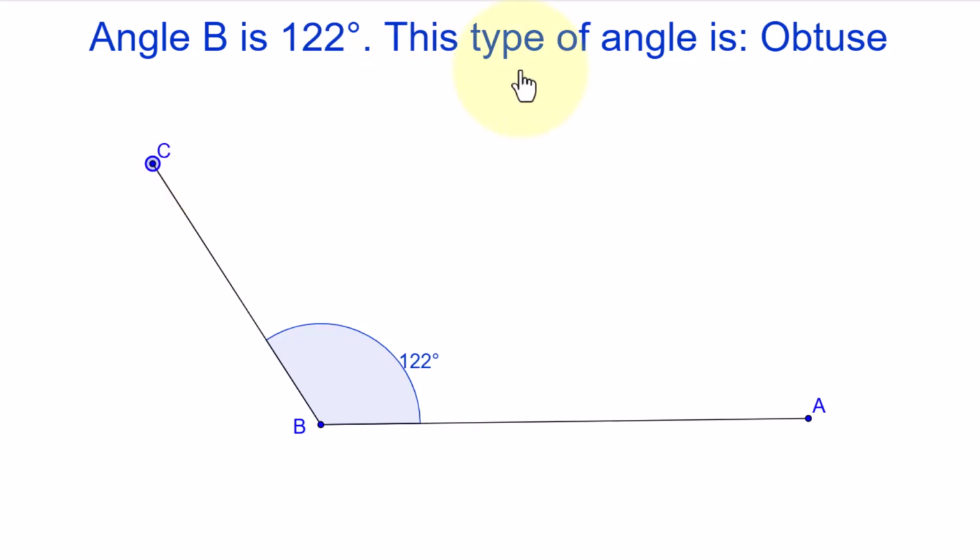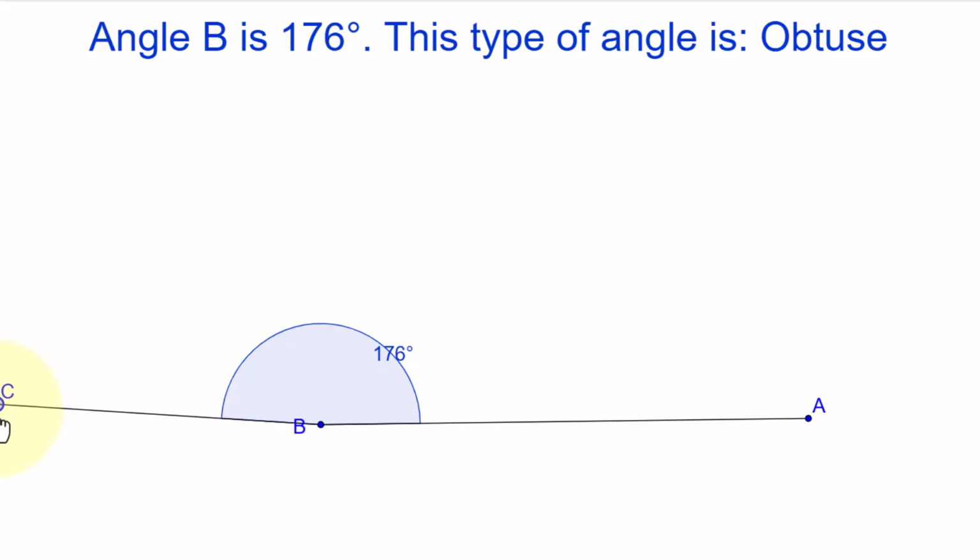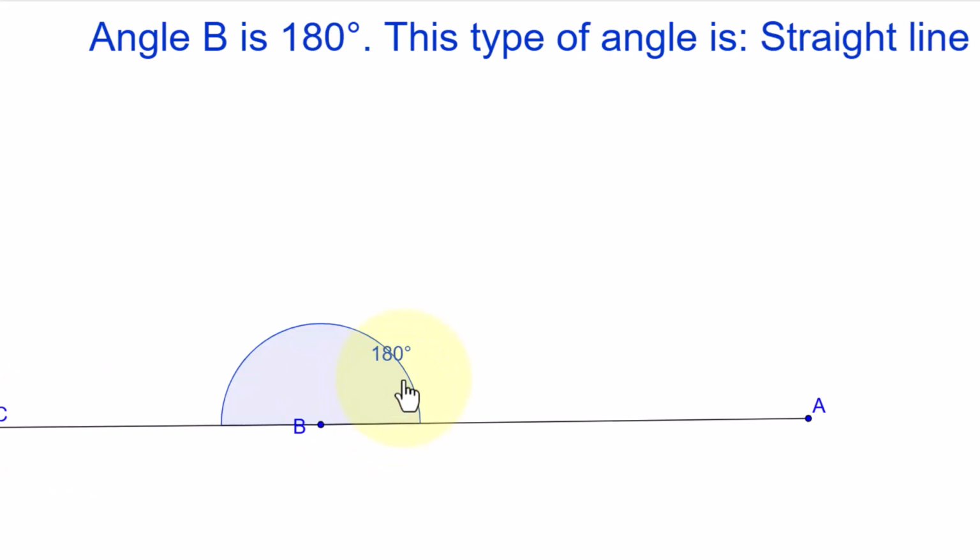You can see this type of angle is obtuse. When you keep turning it and it gets to 180, let me put it straight. Now it's 180 degrees. This is what we call a straight line, a straight angle. An angle on a straight line is 180 degrees. And if you observe, all the angles are at B. B is the vertex of the two arms of this angle.